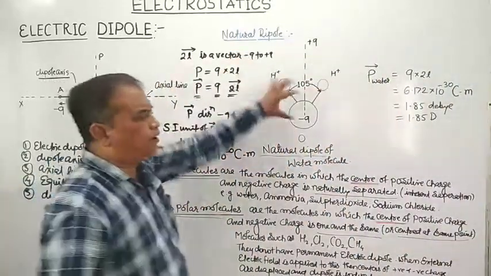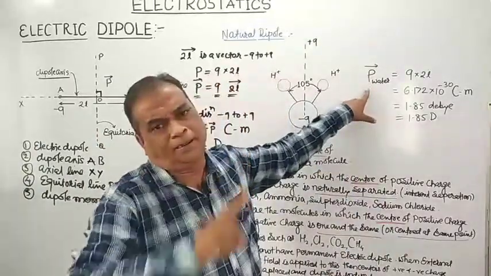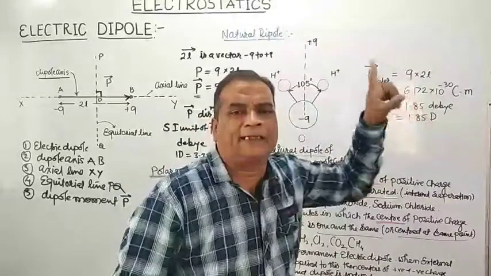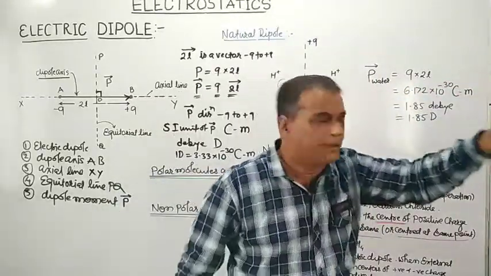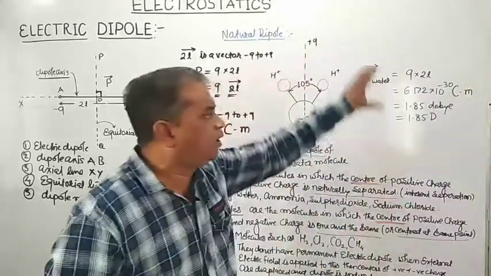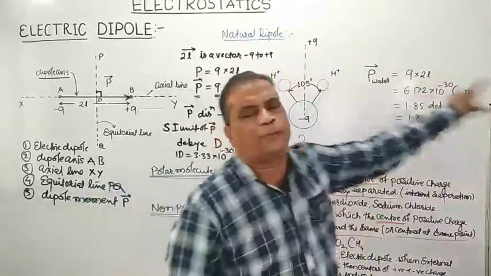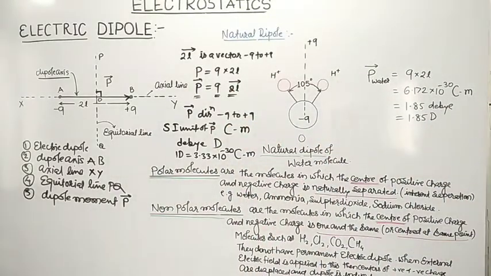And remember, for water, there might be a question in MSCT: what is the electric dipole moment for water? The electric dipole moment for water is 6.172 into 10 to the power minus 30 coulomb meter, or it may be 1.85 debye. It may be what? 1.85 debye.